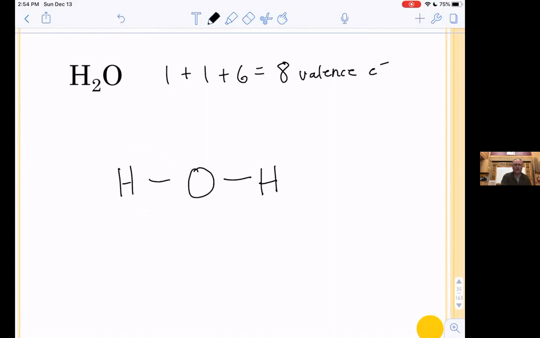But for oxygen, I'm going to have to give it 8 total electrons around it. So if I look just around the oxygen now, I've got 8 total electrons around it. So I have obeyed. I've found the number of valence electrons I have.